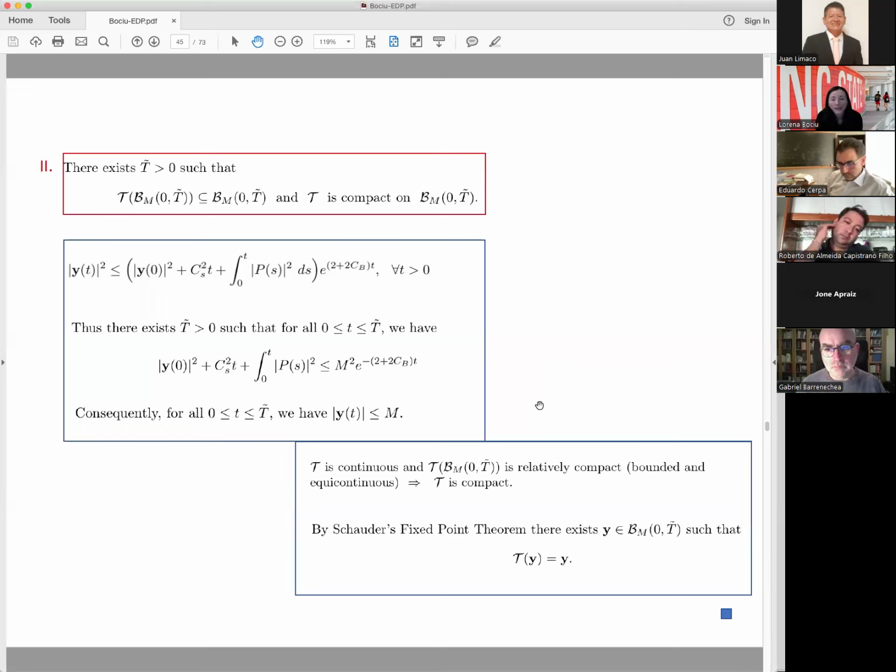After that, the second part is easier. We can show that T is continuous and relatively compact, so it's compact, and then you apply basic Schauder's fixed point theorem, and you get a fixed point, and then you get a solution. Of course, what we're working on now is we don't want to have small time. This is a local, small time existence, and now we're working to improve that to arbitrary capital T, of course.